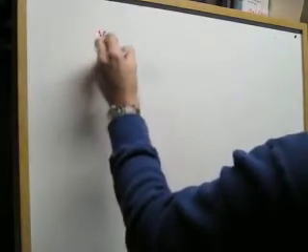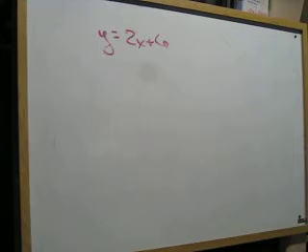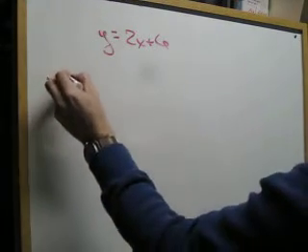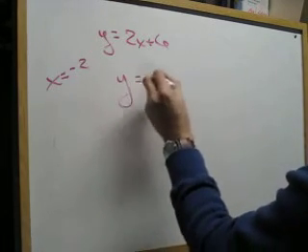Alright, so let's look at example 3. Use the formula y equals 2x plus 6. There's our formula. And they're telling us that x equals -2. So what we're going to do is plug in a -2 whenever we see an x.